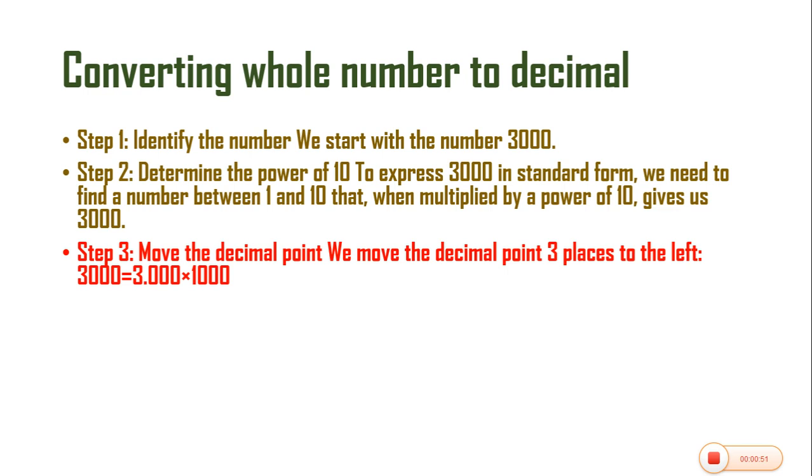For any number you are trying to express in standard form, when you're trying to move the decimal, you take the number of digits of that number, then subtract 1 from it. That will tell you the number of places to move. So for 3000, we're moving 3 places. That's why we have 3.00 times 1000. And multiplying 3.00 times 1000, we get 3000.